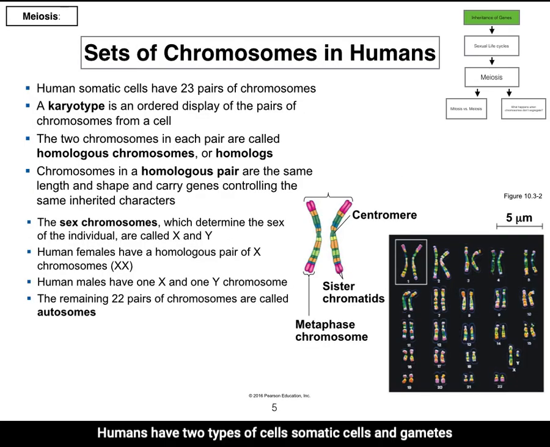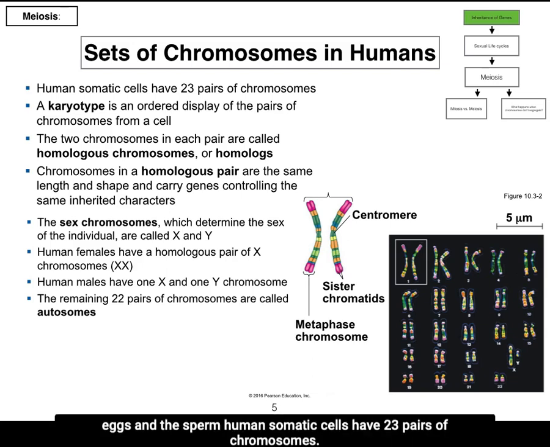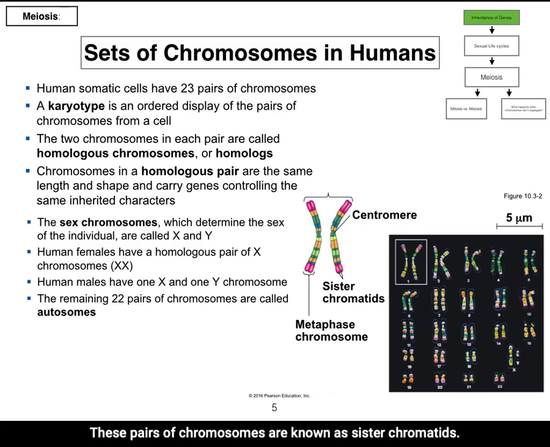Humans have two types of cells: somatic cells and gamete cells. Gametes are the eggs and sperm. Somatic cells are the non-reproductive cells of the body, everything except the eggs and the sperm. Human somatic cells have 23 pairs of chromosomes. These pairs of chromosomes are known as sister chromatids. They are also called homologous chromosomes or homologs.